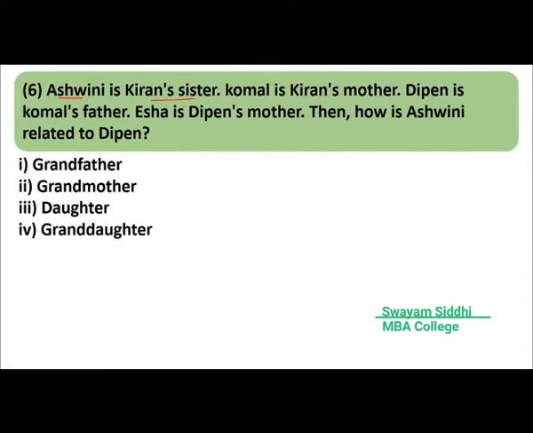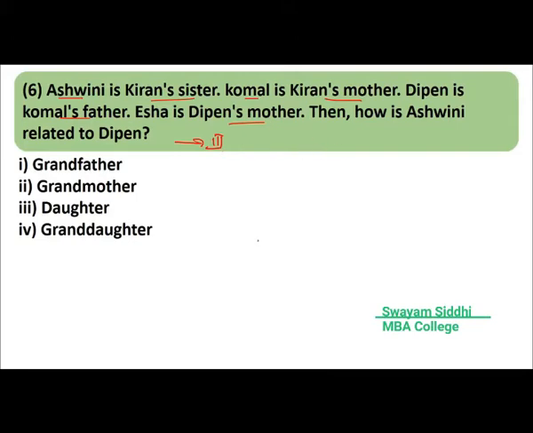Ashwini is Kiran's sister. Komal is Kiran's mother. Dipen is Komal's father. Isha is Dipen's mother. Then how is Ashwini related to Dipen? Now this is a third category sum. Only sentences are given in a straight line, and there is only one question. So let us see how to solve it very easily.